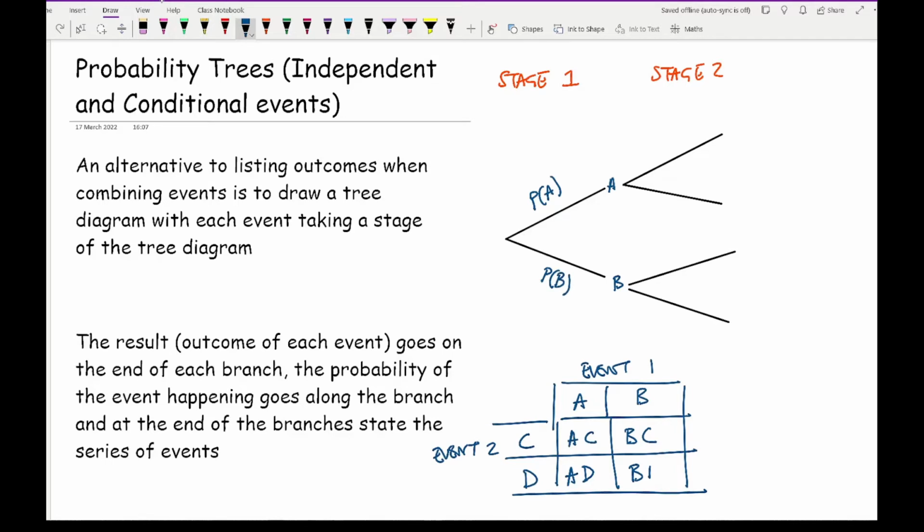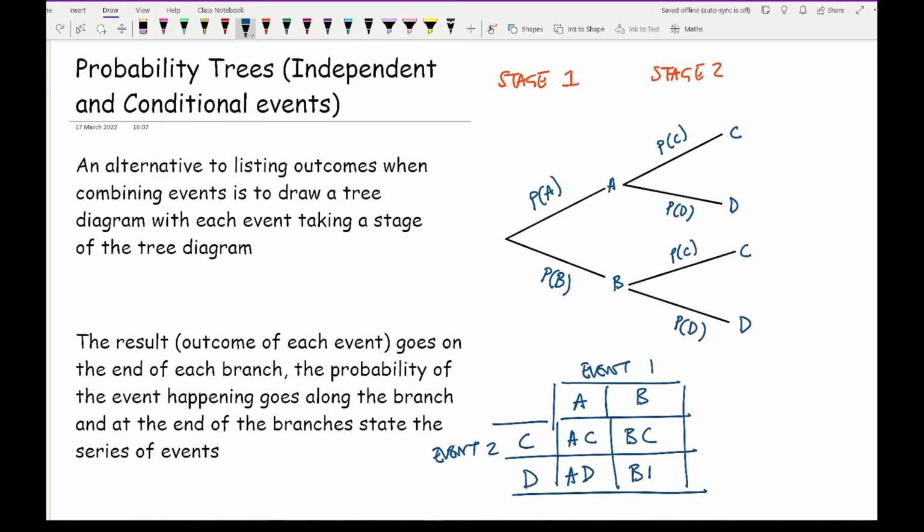Now if A has happened first, then the 2 possible outcomes I could get from stage 2 are going to be C or D, and this would be the probability of C, this would be the probability of D. And then again, if in my first stage I got B, then the 2 possible outcomes in the next stage are either going to be C and D. This will be the probability of C. This would be the probability of D.